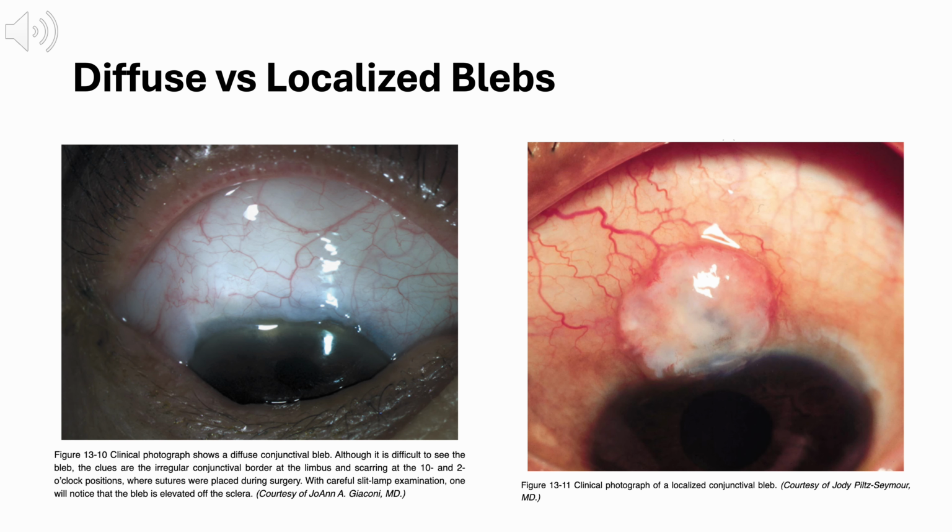Diffuse blebs spread broadly under the conjunctiva, elevating smoothly with minimal focal scarring. They're generally associated with healthier outflow and lower risk of failure. Localized blebs are focal, higher, and often surrounded by tighter conjunctival scarring. These features can signal more restricted flow and a higher likelihood of bleb-related problems.